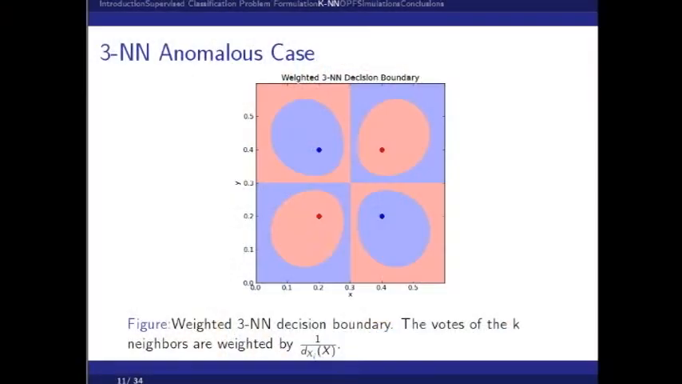Here is how to improve this problem. We use the votes of the k nearest neighbors weighted by the inverse of the distance of each sample.